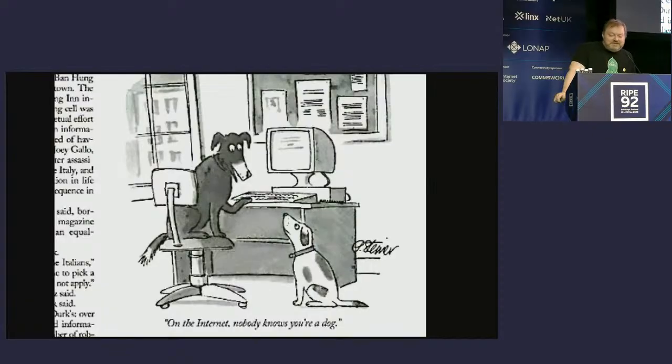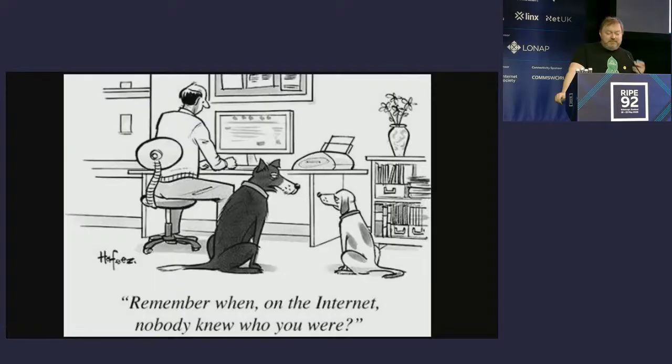Now, this cartoon has been revisited about a decade later. Which is this one: remember when on the internet nobody knew who you were. And now, thanks to things like the UK's Online Safety Act, or whatever it's called, we're actually requiring the dogs to wear tags now.